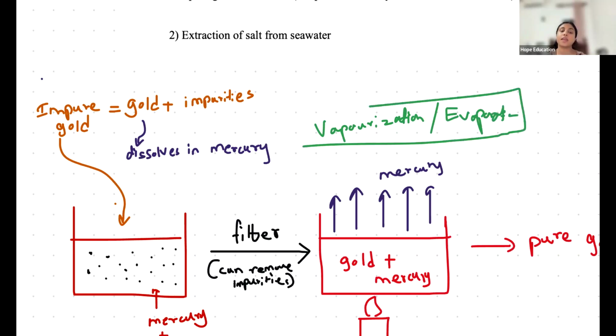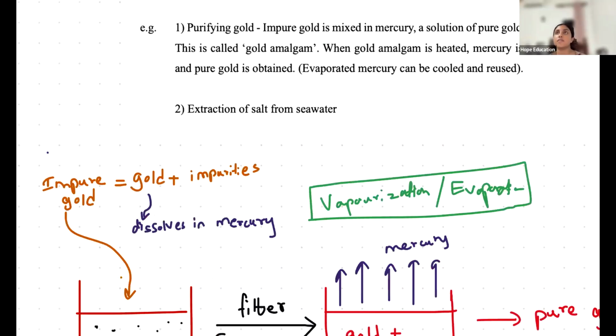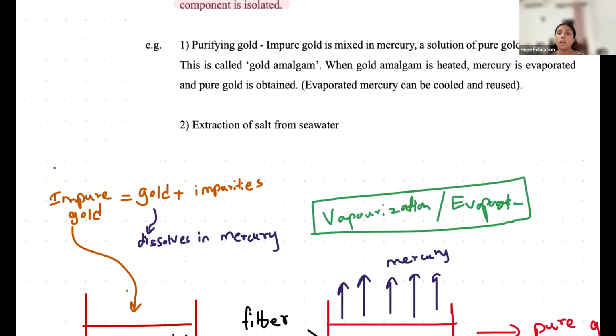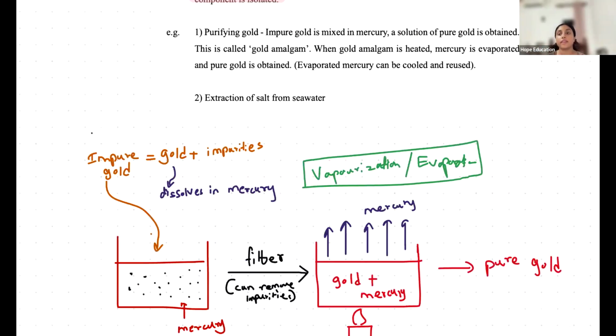I can also use the same technique to extract salt from seawater. You know, seawater has salt dissolved in the water. What I'm going to do is heat it. When I heat it, the water vaporizes and finally the salt remains. We will be learning about that in much more detail later. But just to give you an idea, when we heat seawater, the water will evaporate and the salt will remain. That is how I get salt from seawater. Is this clear?